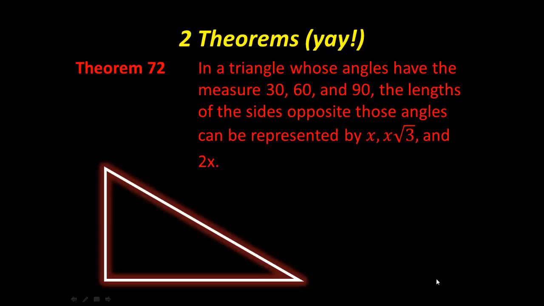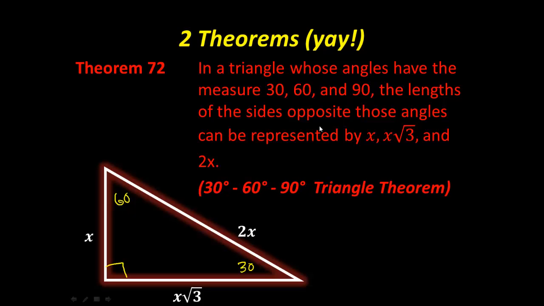Okay, so we've got Theorem 72, which states that in a triangle whose angles have the measure 30, 60, and 90, the lengths of the sides opposite those angles can be represented by x, x root 3, and 2x. So let's draw the angles in. 30, 60, 90. Opposite the smallest angle is going to be the smallest side, which in this case is x, followed by x root 3 opposite the 60 and 2x opposite the 90. You can shorten this theorem and just call it the 30, 60, 90 triangle theorem.